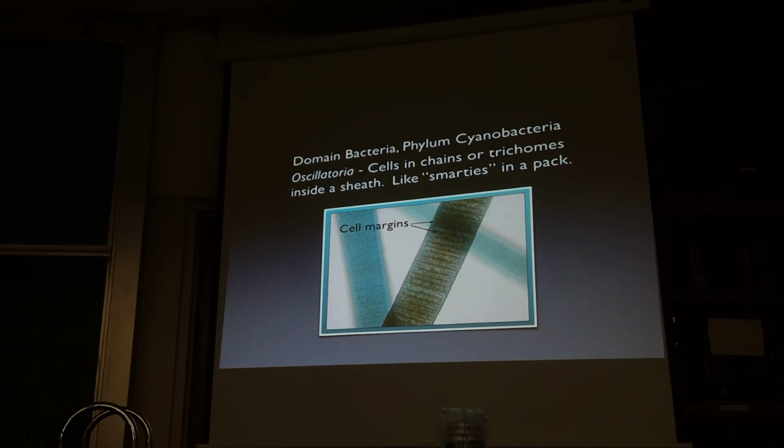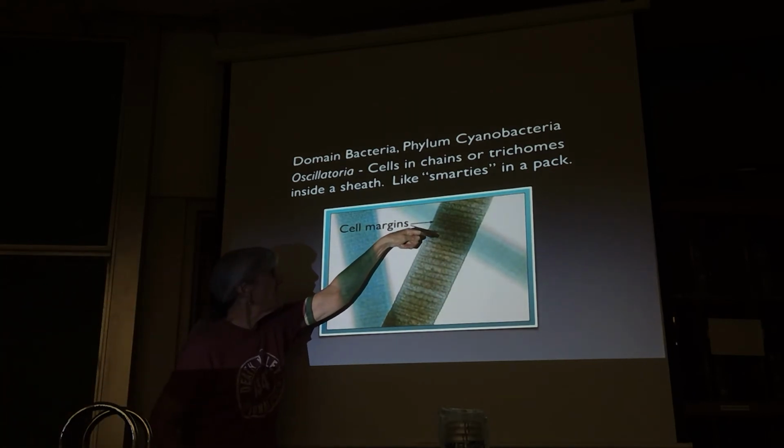The next one, domain Bacteria, phylum Cyanobacteria. This is Oscillatoria. Oscillatoria are like Necco wafers or Smarties. The ASM group used to give away Smarties, and we called them Oscillatoria. So the cellophane wrapping on Smarties is the sheath that these guys live in. The disc-shaped Smarties. Y'all know what Smarties are, yeah? Yes. Okay, so the disc-shaped candies are the individual cells of the cyanobacteria. You can see the cell margins as dark lines here.